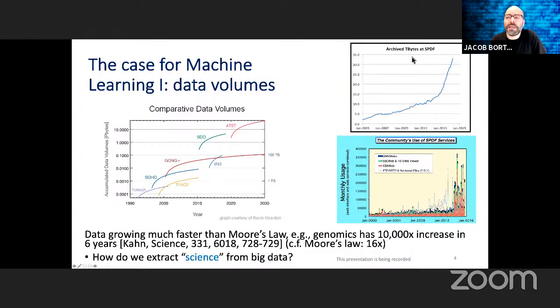So this is the terabytes of archived data at the Space Physics Data Facility. And you can see that over a decade period, the slide is a little bit dated, from 2005 to 2015, we have this exponential, or actually super exponential growth in the amount of archived data at the SPDF. Similar for the community's usage of SPDF services. This is monthly usage, and you can see this kind of big uptick here at the very end of the chart. And a very similar looking chart for comparative data volumes.